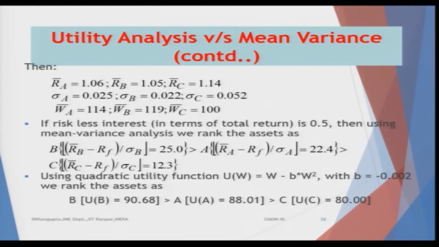So, what we do is find out the values of the standard normal deviate, and these values are coming out, as I mentioned, to be 25 for B, 22.4 for A, and 12.3 for C. So, if you rank them, B basically would come out the best. Similarly, you will have A and C coming out later on.